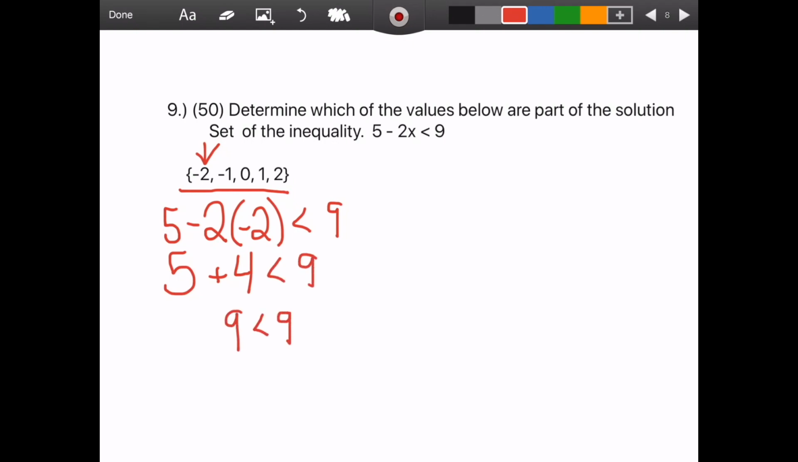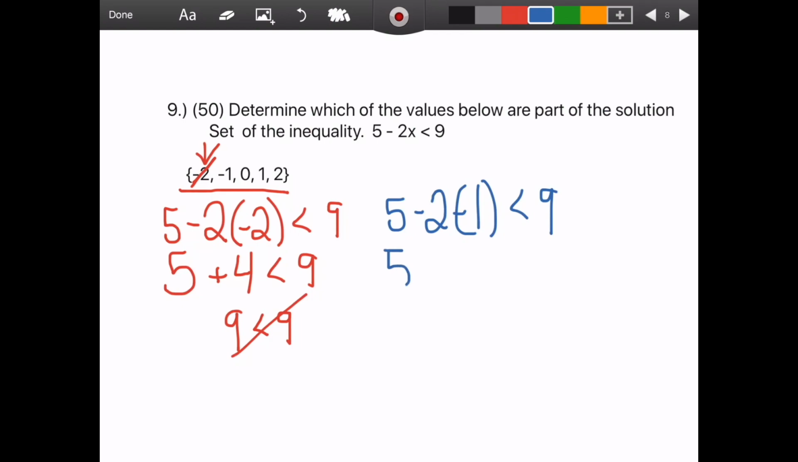Well, 9 is not less than 9, so I know that's not part of our solution set. Let's try negative 1. So 5 minus 2 times negative 1 is less than 9. So we have 5 plus 2 is less than 9, or 7 is less than 9. That's true, so negative 1 works.